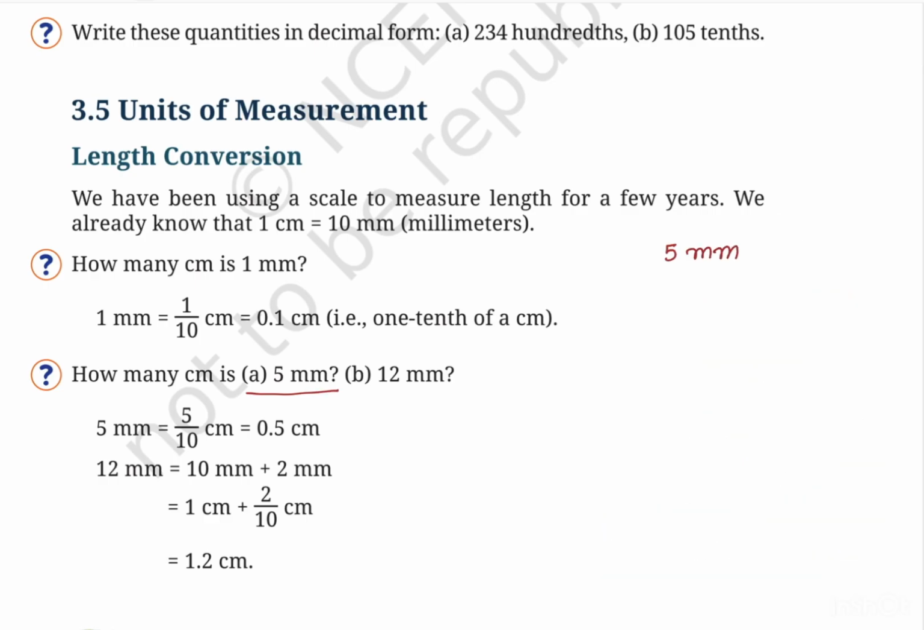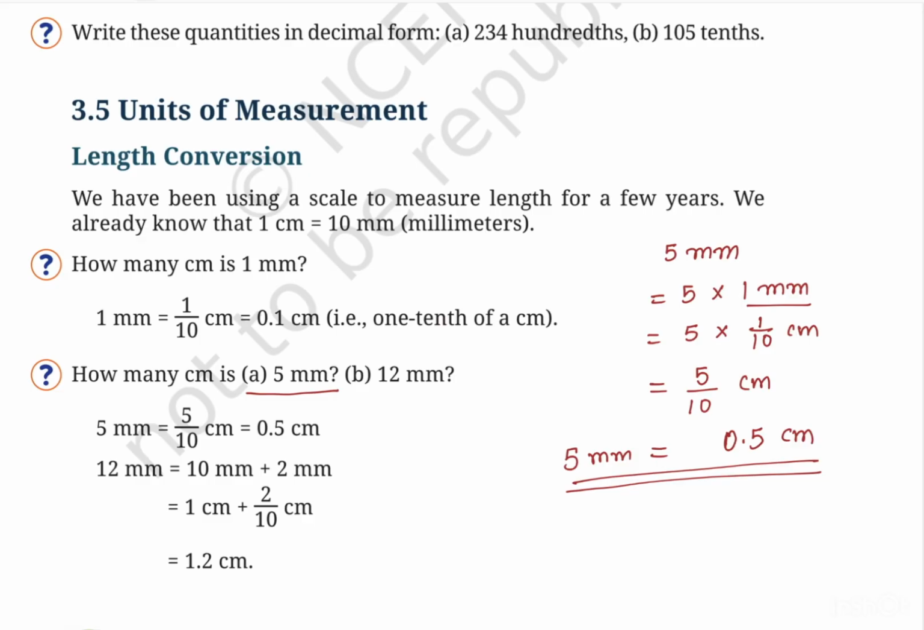5 millimeter means we can split it as 5 times 1 millimeter. And 1 millimeter is 1 by 10 centimeter. So multiplying, we have 5 by 10 centimeter, that we can write in decimal form as 0.5 centimeter. So 5 millimeter is equal to 0.5 centimeter.